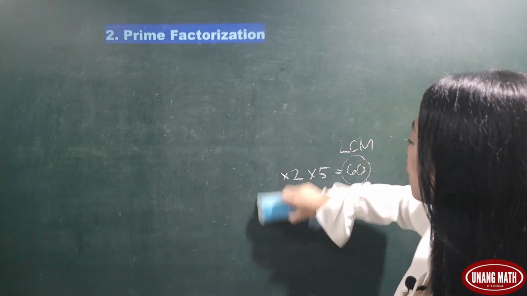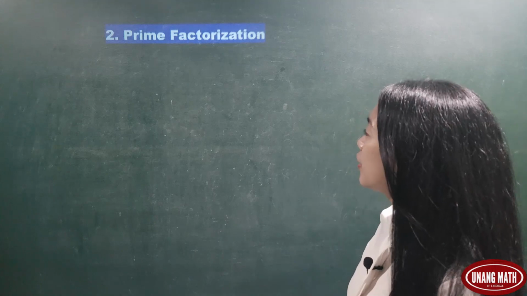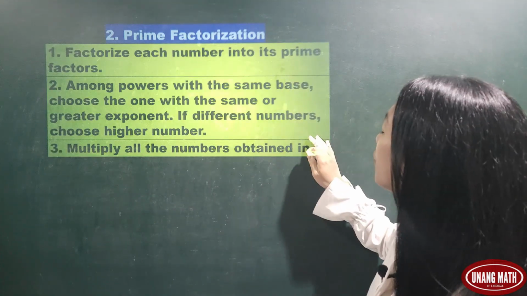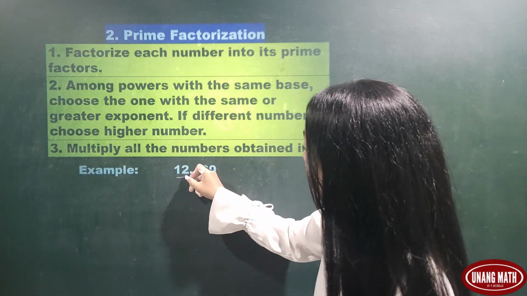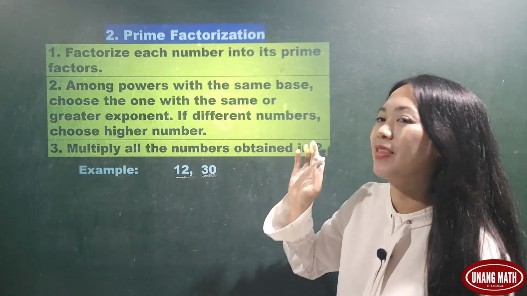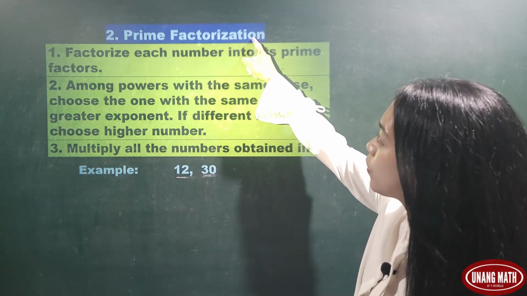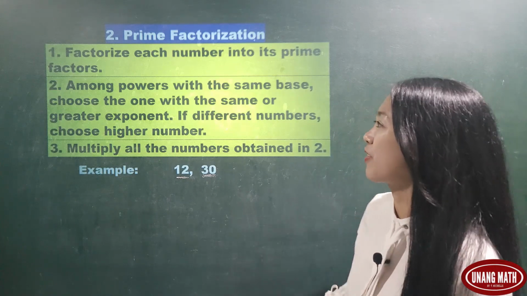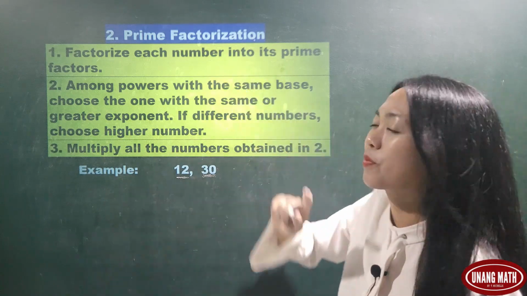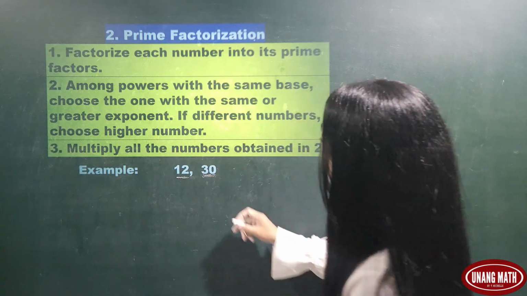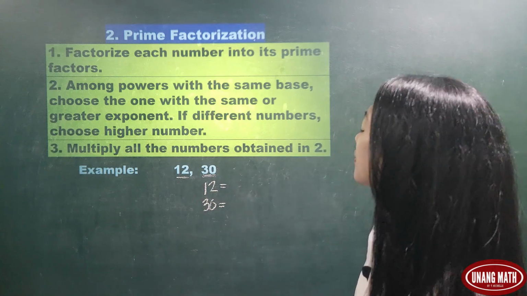This time we will use the prime factorization method to find the LCM of numbers. To use prime factorization, we will follow these three steps. Let's give an example. Let's use the same numbers, 12 and 30, but this time I will show how to find the LCM of 12 and 30 using the prime factorization method. First step, we need to factorize each number into its prime factors. It means we need to get 12 and 30's prime factorization.